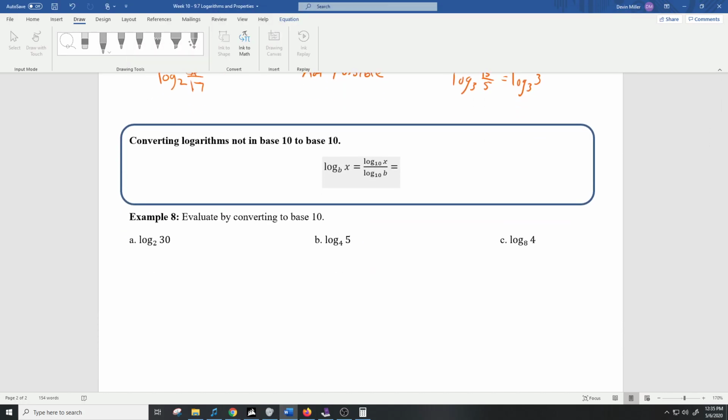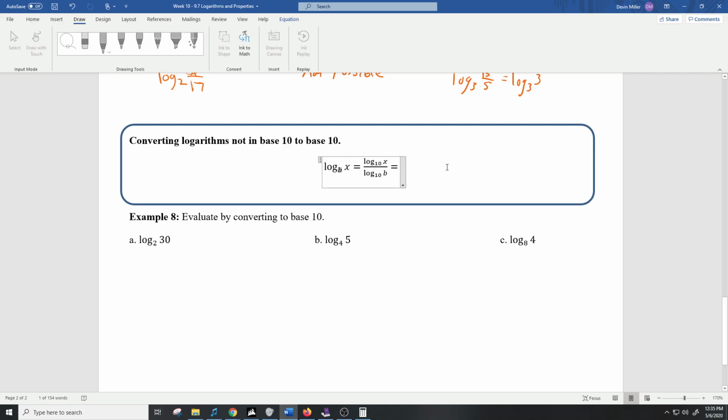Okay, so we're going to start with log base b of x. So this can be any numbers, b and x. The way you convert it is you make it into two logarithms. You do log base 10 of x divided by log base 10 of b. So this is called converting to base 10. You basically change into a division problem. You make both of them base 10. The top number is your big number here, and the bottom number is your base, your original base.